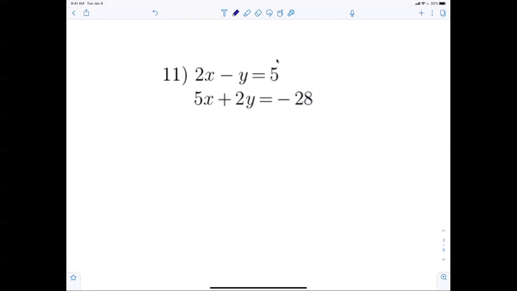Would you multiply the top by negative 5 and then the bottom by 2? You could do that. That's brilliant. But there's a better way.